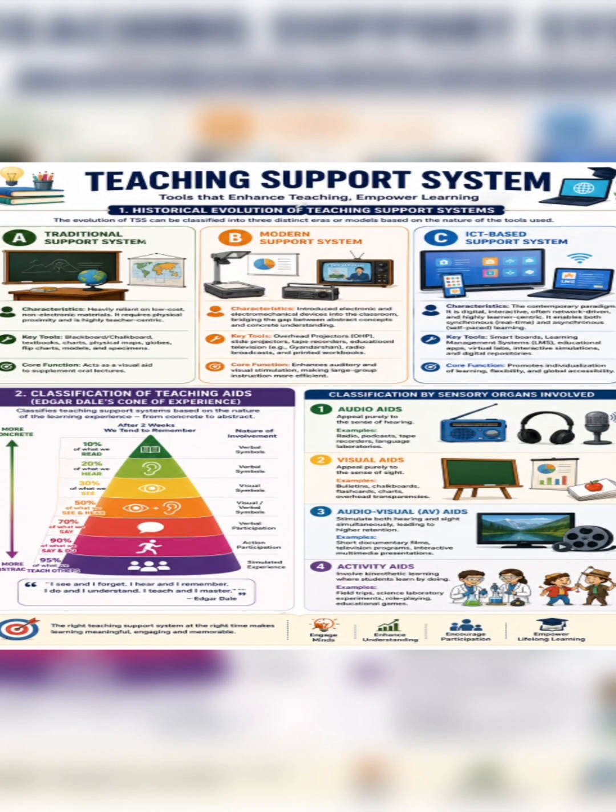At the very top, we remember just 10% of what we read, that is, like textbooks and verbal symbols, and 20% of what we hear, like lectures or audio symbols. This involves passive involvement. Moving down to the middle, we remember 30% of what we see and 50% of what we hear and see simultaneously. Stepping into the active zone, we remember a massive 70% of what we say and write.